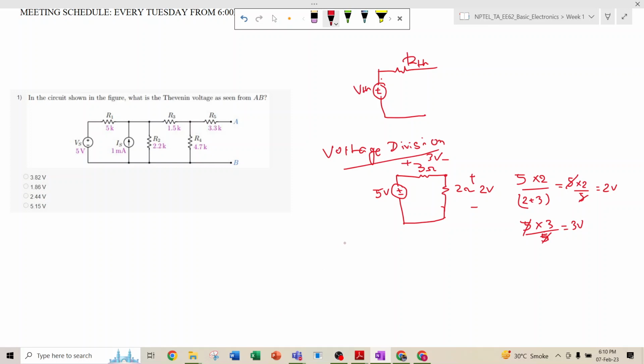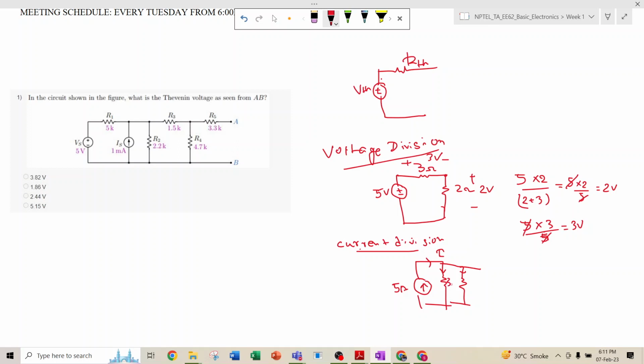And now we will talk about the current division. So what is the current division? Suppose we have an independent current source of 5 ampere, and we have two resistances which are in parallel. How do you know that it is parallel? Because the 5 ampere current flows in this direction, and some current will flow from this side and some current will flow from that side.